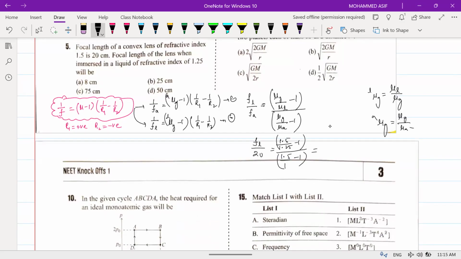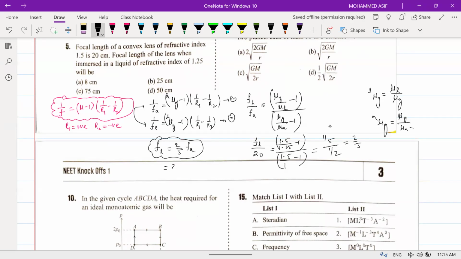1.5 means 3 by 2. 3 by 2 minus 1 is right now how much for me? It is 1 by 2. 1.5 over 1.1 minus 2, 1.25, 1 by 4. That means it will be equal to 1 by 5. So this will be equal to 2 by 5. So the focal length of the liquid will be equal to 2 by 5 times the focal length of air.